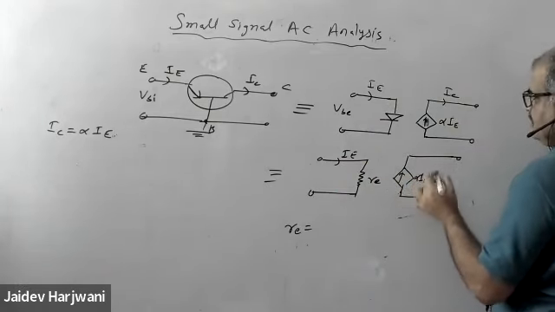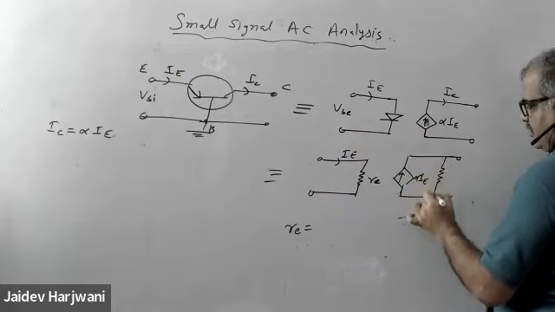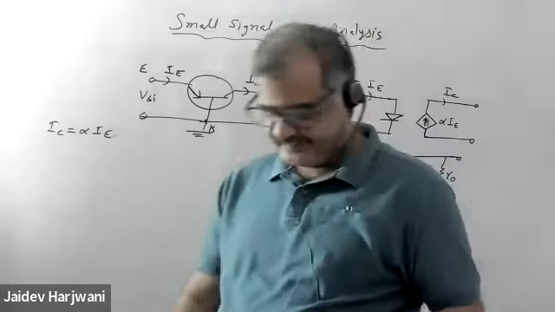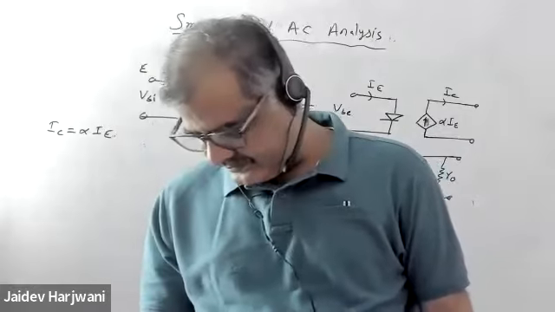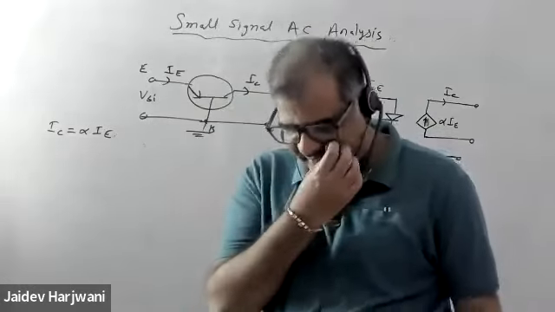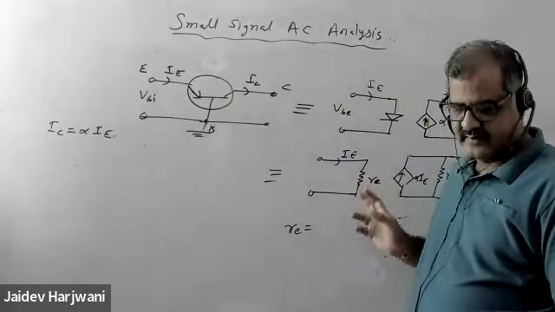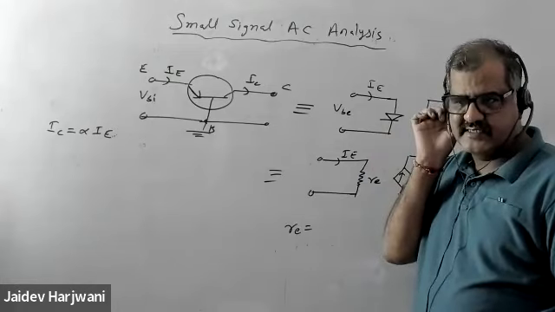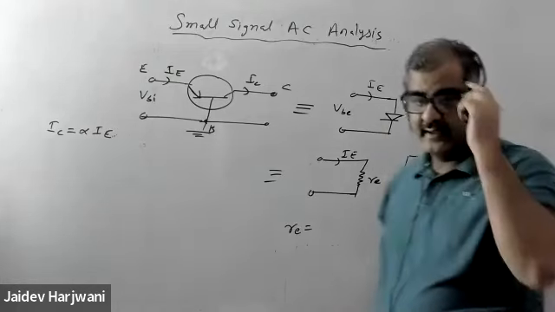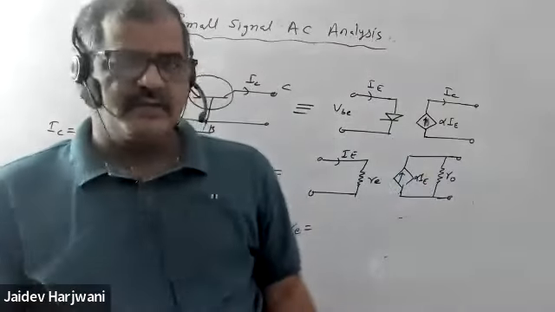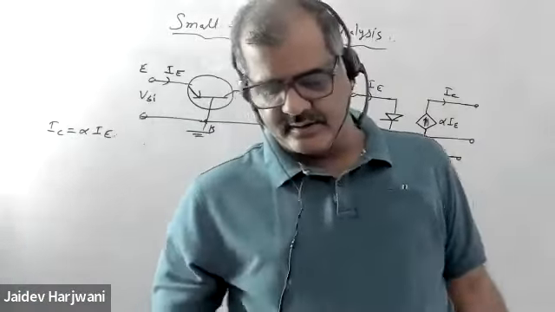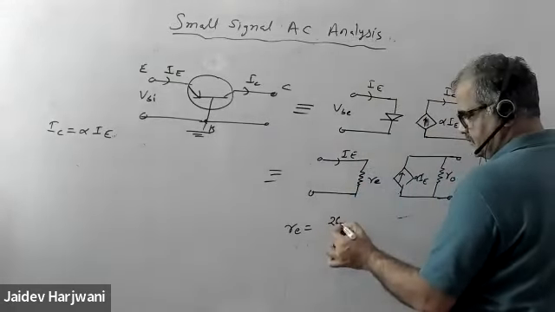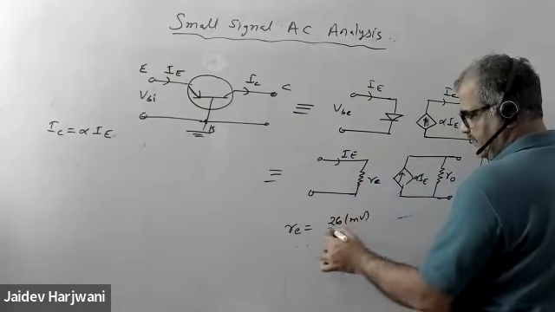Alpha IE, and here I can put an output resistance, say R naught. Okay, what is the value of RE? Have we done this before or not? We replace this diode by a resistance in a small signal AC analysis. Then what was the value of RE? No one attended that class. So RE is basically equal to 26 millivolt upon IE.